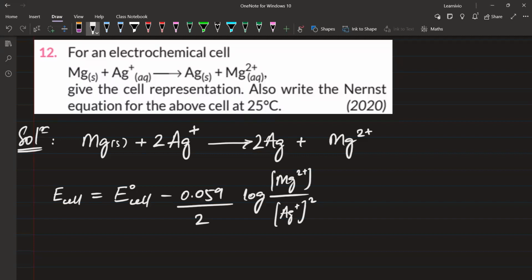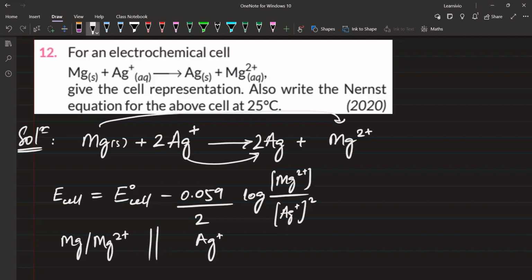In order to get the cell representation, we are having oxidation of Mg, as we can see, and reduction of Ag. So we will be having Mg to Mg2+ with a bridge, and Ag+ is getting converted to Ag. So this is the cell representation. Correct. Please write this down. Those who have not written.